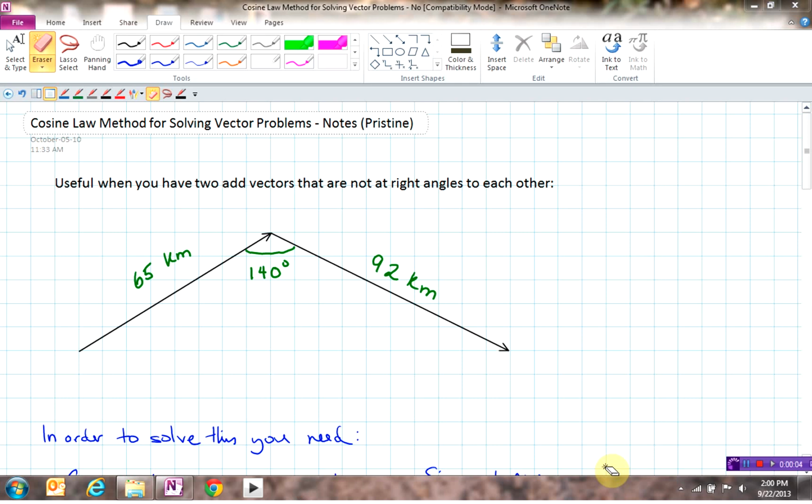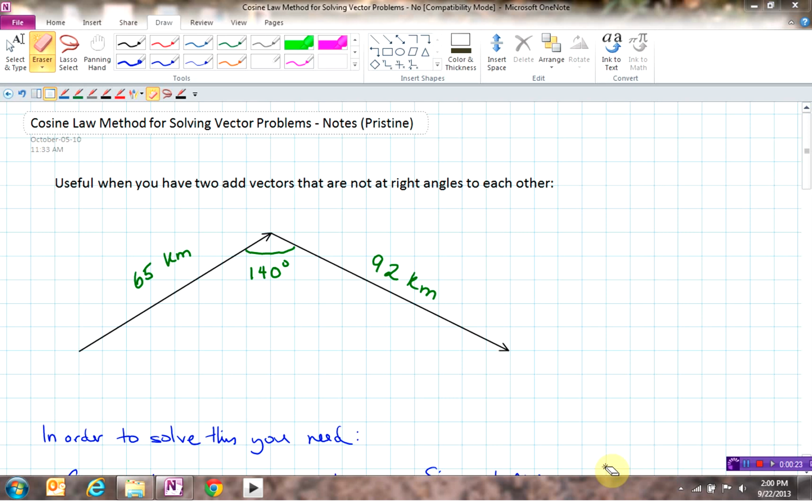Today I'm going to show you how to use the cosine law and the sine law to solve for vector problems when they are not at right angles to each other. This is very useful for solving navigation problems. It's also very useful for solving force problems in static equilibrium. It's another method to use to understand how to solve vector problems.